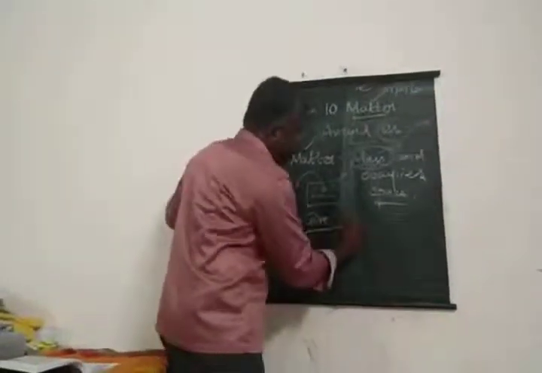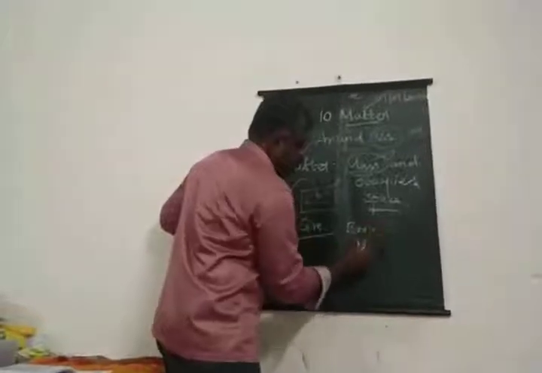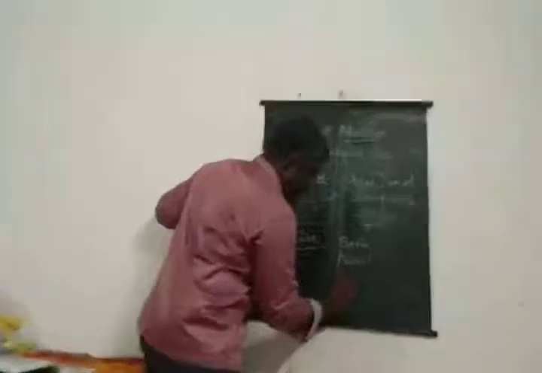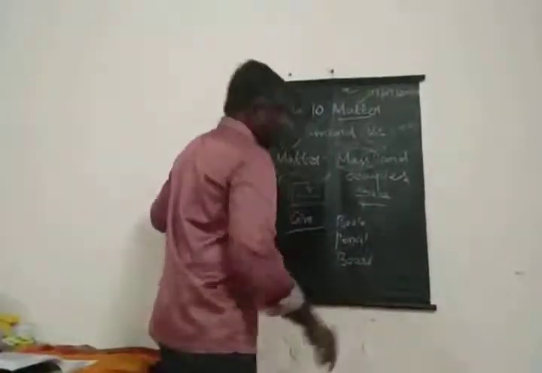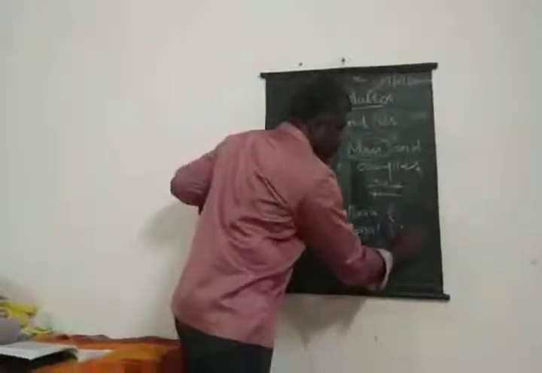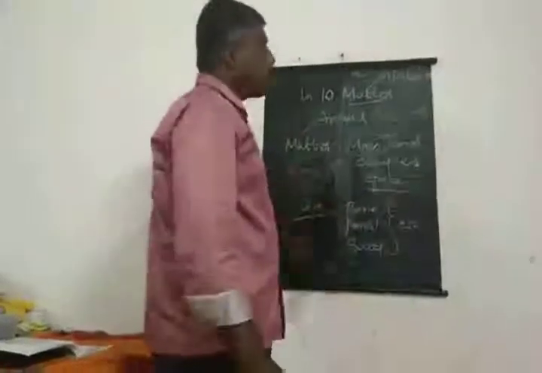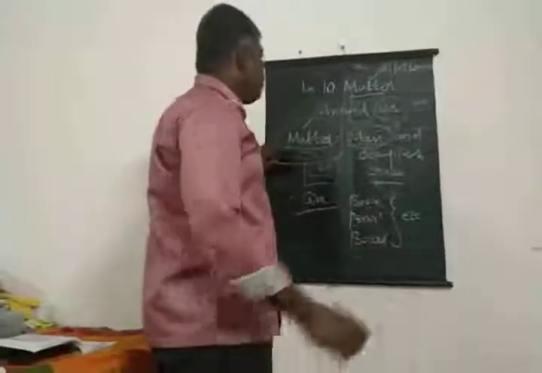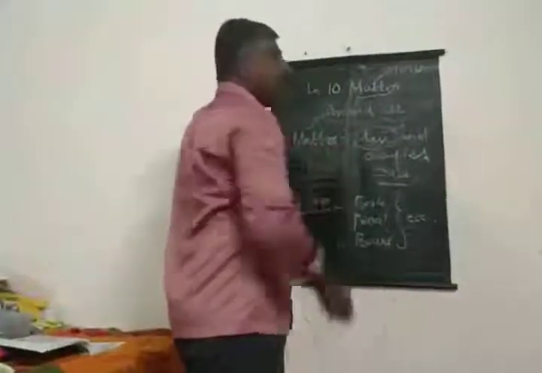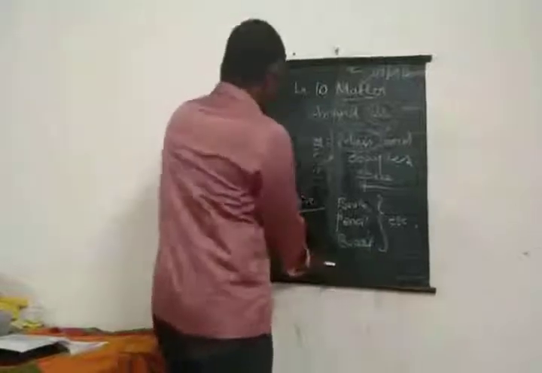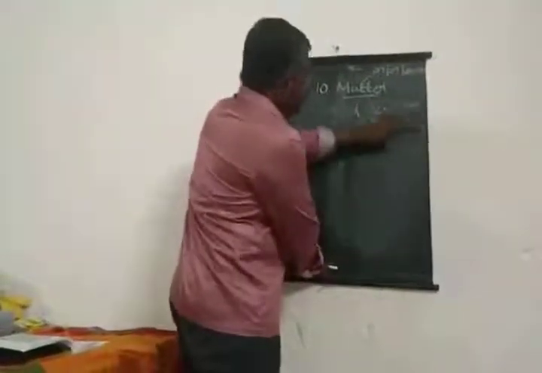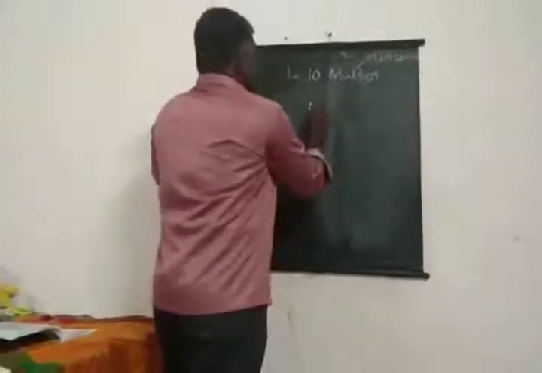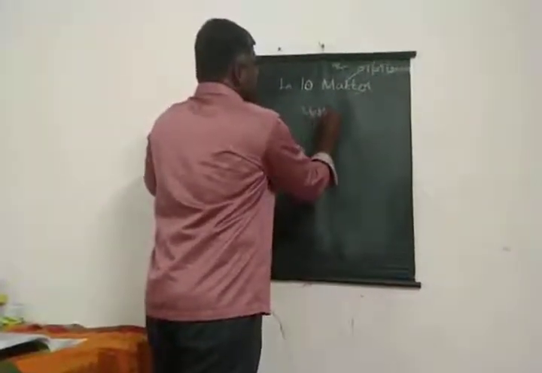Give some examples of matter. So many examples are there: book, pencil, ball. These are all examples of matter. In the previous standard we classified matter based on its physical state: solid, liquid, and gas. Matter can be classified broadly into solid, liquid, and gas.